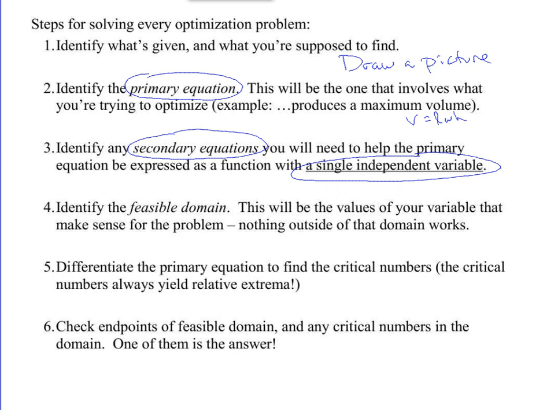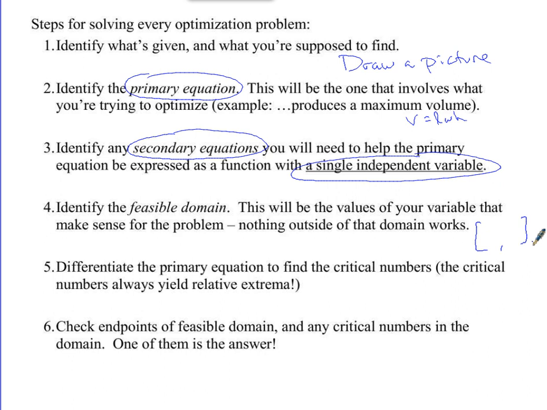Once you have that situation taken care of, then number 4, identify the feasible domain. You want to talk about what values. So like if this was a function just in terms of the length, then what values can my length be? Obviously length you can't have negative, so you'd probably start at 0 length, and then how far can I go with my length? That's what the feasible domain is. Values of your variable that make sense for the problem. Nothing outside of that domain works. What that winds up being is like the endpoints of your interval.